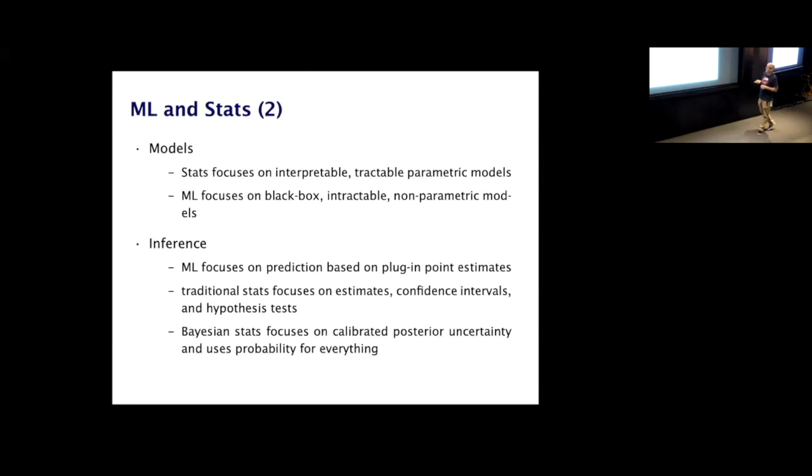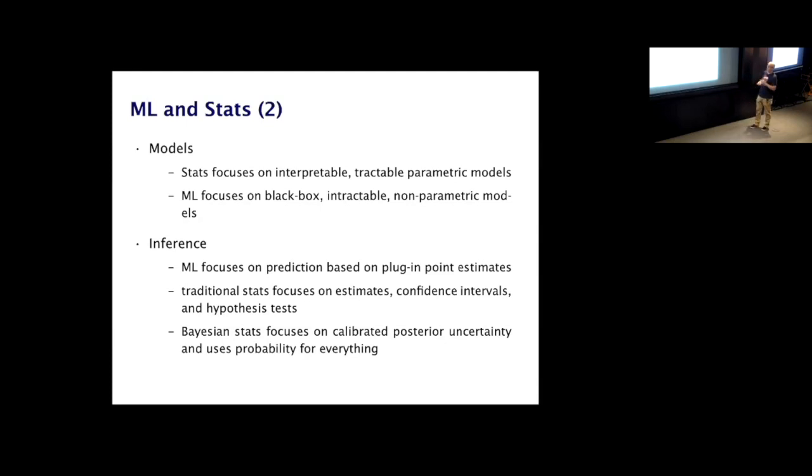So in terms of models, stats tends to focus on interpretable, tractable parametric models, whereas machine learning tends to focus on black box, kind of intractable, non-parametric models, giant over-parameterized neural networks with non-linearities in them, right? In terms of inference, machine learning tends to focus on point estimates. You try to find a maximum likelihood estimate, although most machine learning problems don't actually have well-defined maximum likelihood estimates that anybody can find.